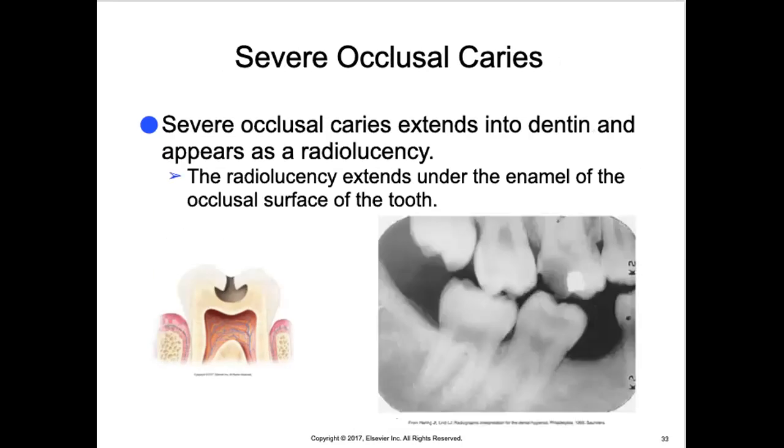Severe occlusal caries extends into the dentin, as we can see here, and appears as a radiolucency. Here, the radiolucency extends under the enamel of the occlusal surface of the tooth. So we're talking about tooth number 30. This looks like tooth number 30 here. And here we can definitely see quite a big shadow underneath the enamel portion, or the occlusal portion, of the enamel.